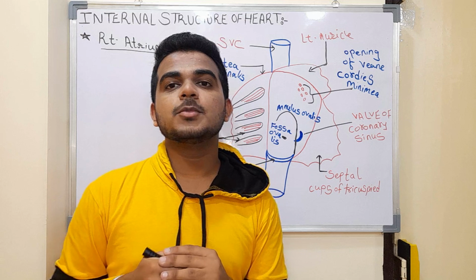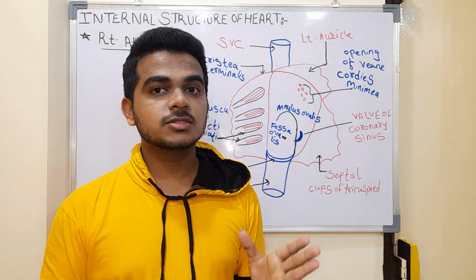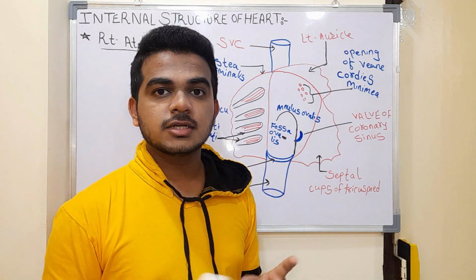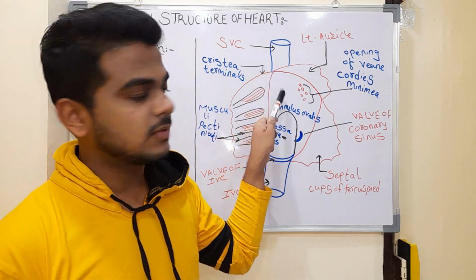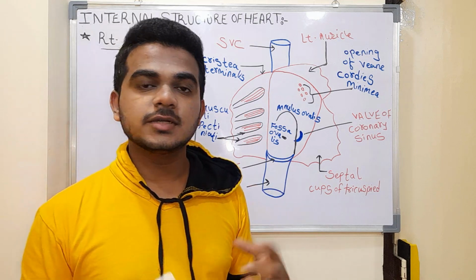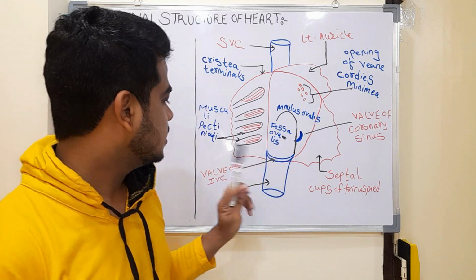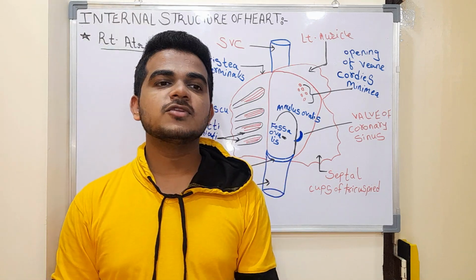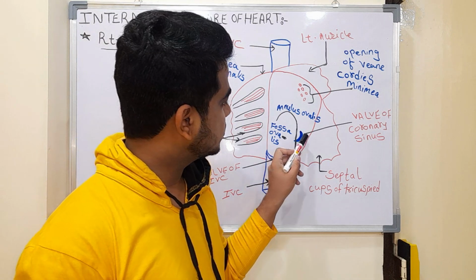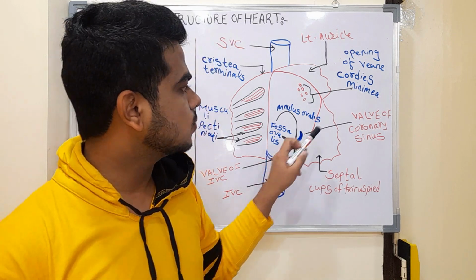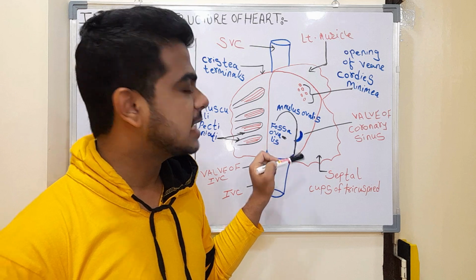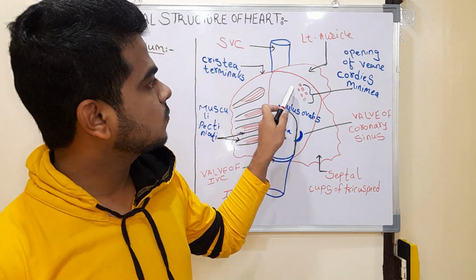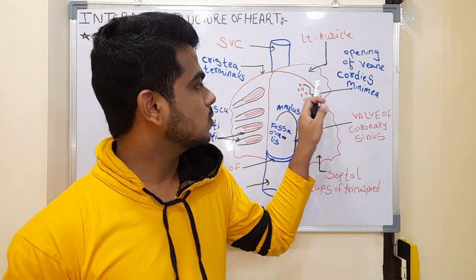Okay, it is the upper chamber of the heart which receives the deoxygenated blood from the body. So from the upper side of the body, the deoxygenated blood is received from the superior vena cava. From the lower part, the deoxygenated blood is received from the inferior vena cava. Here the valve of the inferior vena cava is present, which prevents the backflow of the deoxygenated blood. Okay, here is the opening of the coronary sinus. So here is the valve of the coronary sinus, which also prevents the backflow of the blood. And here is the opening of venae cordis minimae, some veins of the heart.